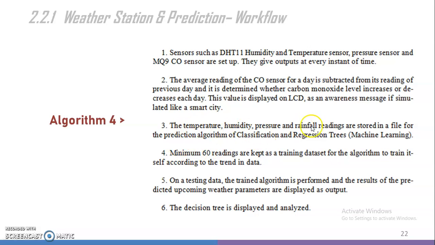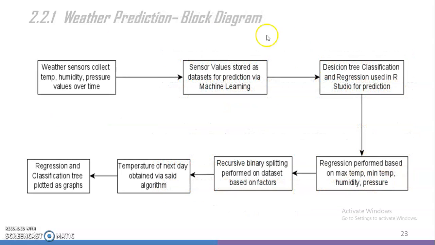Now the temperature, humidity and pressure readings are all stored for the classification and regression trees model, as we talked about earlier. A minimum of 60 readings are kept as the training data set, because if we keep fewer, the training will not be that efficient. On the testing data, the trained algorithm is performed, and the results, like the probability as we discussed, are displayed, and the decision tree is also displayed, which we will see in the results part. Now this is the whole thing as a block diagram, which we mentioned in this algorithm.